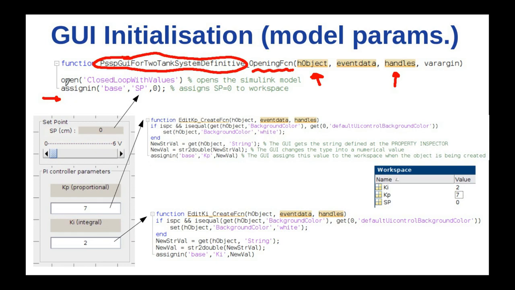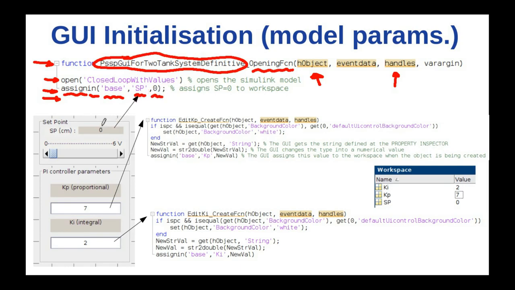Well, first of all, when the graphical user interface is opened, this function is run by default at the beginning. So first of all, I open the model. The model is named closed loop with values, and then I use this function assignin base, the base workspace, the workspace that we all know when we define variables in the command window. I define a variable called setPoint, and the setPoint will have a value of 0.